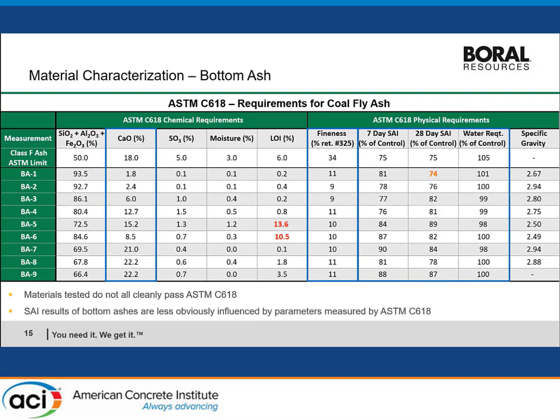Also interesting to note, that comment I just made about the strength activity index being not just more tight, but lower in general, it seems that the calcium content of these ashes isn't impacting the strength activity index in the same way that you see with C ashes and the same way you saw with source 7, 8, and 9 fly ashes in the last slide.